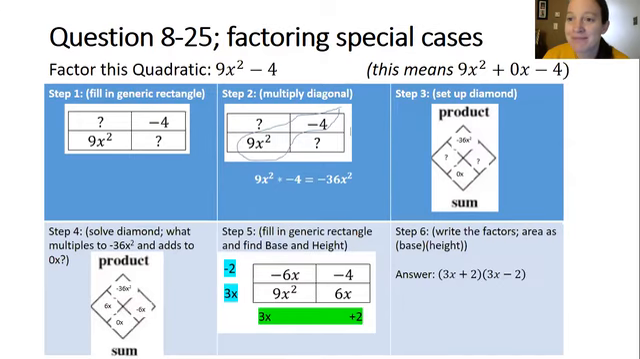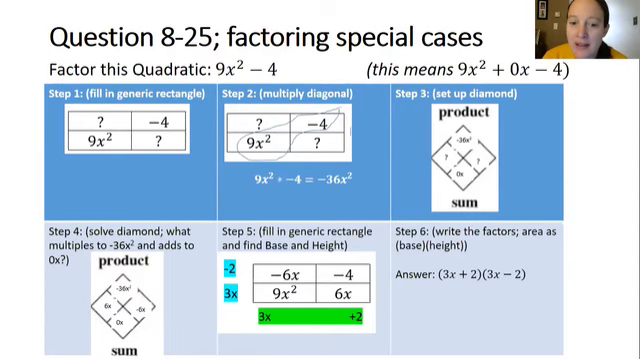All right, see if you got it. Those boxes are filled in with negative 6x and 6x, and you should get a base if you wrote it like mine. Now remember, if you flip the negative 6x and the positive 6x, it'll be a little bit different, but if yours looked like mine, then that base would be 3x plus 2. And my height is going to be 3x minus 2.